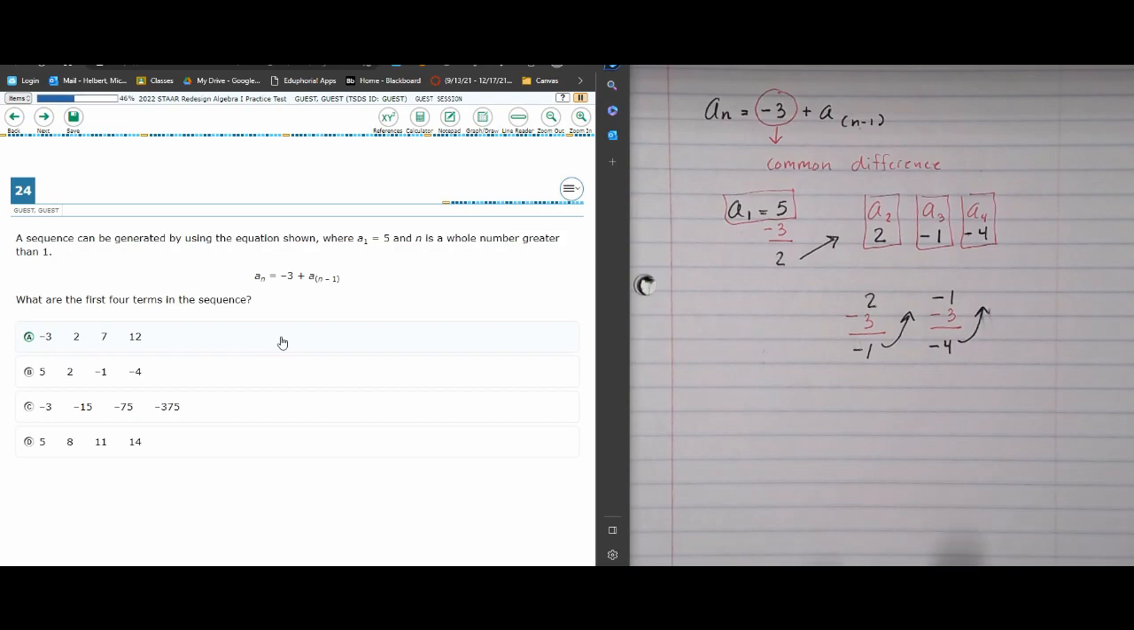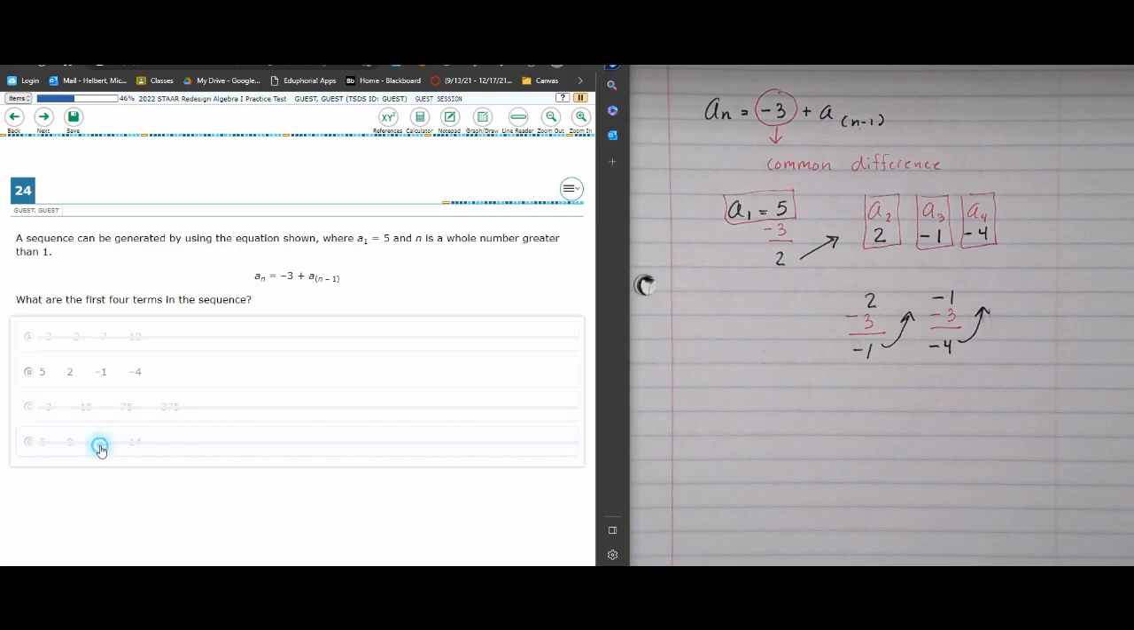Without the formula. We've practiced it both ways in class. We used the recursive formula, we used the explicit formula, and we also did this. So let's go ahead and take a look and start rolling some things out. So first of all, this has negative 3, then it says 2, 7, and 12. It is definitely not that one. And then we have 5, 2, 1, negative 1, and negative 4. And so it is that one.